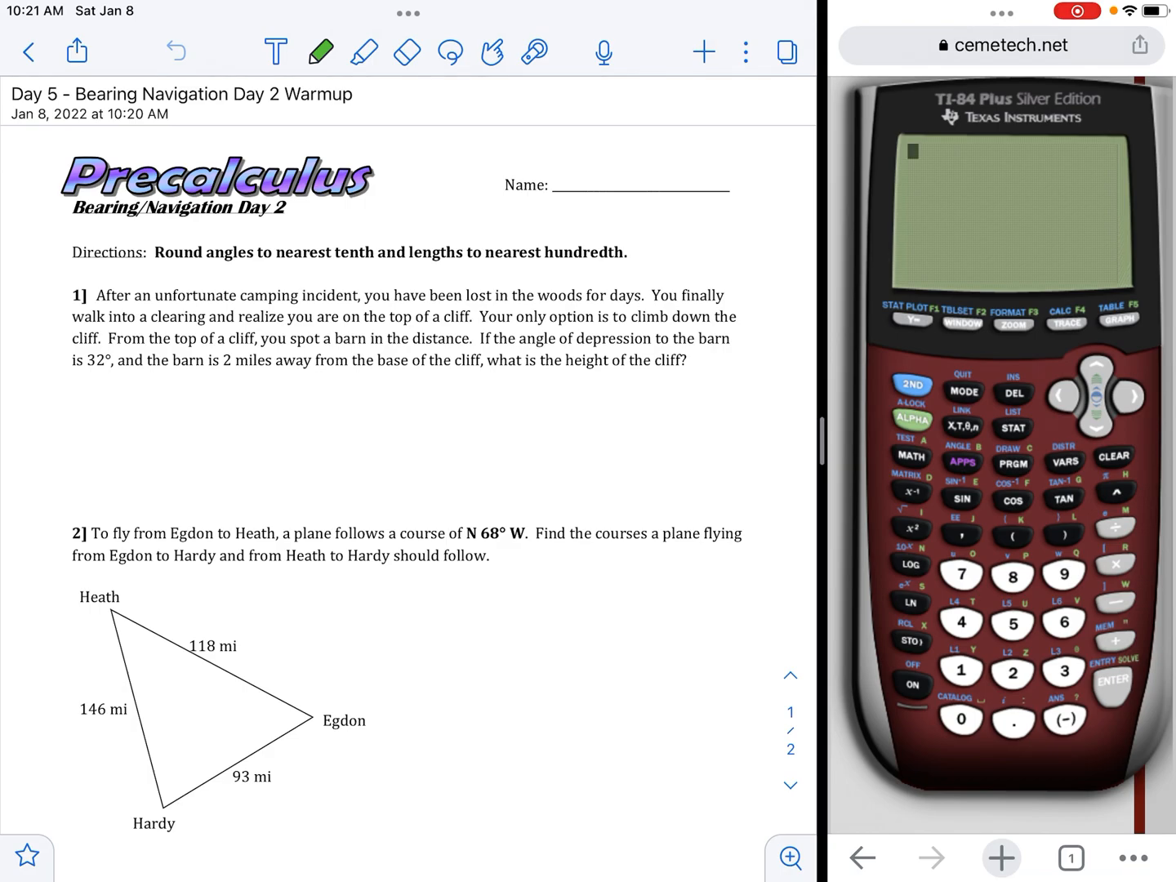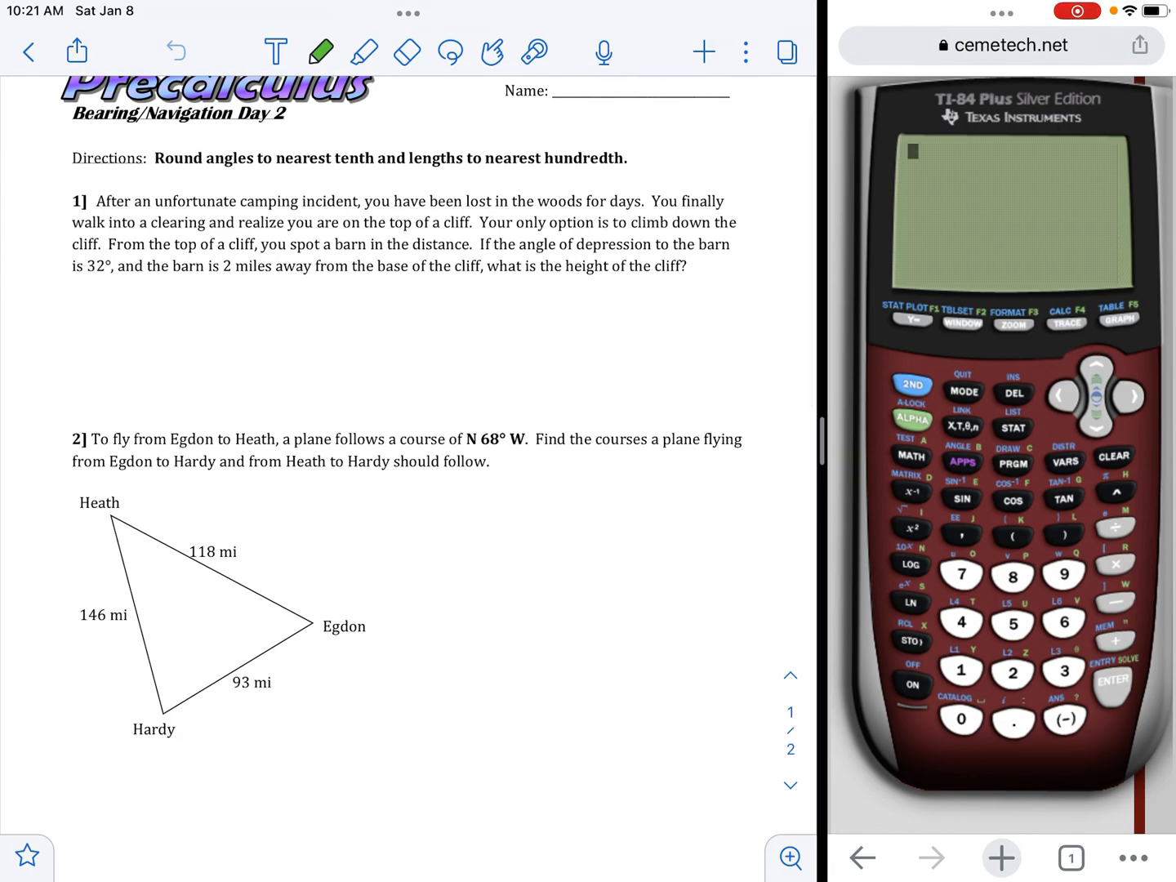All right, so this is bearing and navigation day 2. It's called a warm-up, but really it's just extra practice. So we'll go ahead and do this together. So directions, once again, round angles to the nearest tenth, lengths to the nearest hundredth.